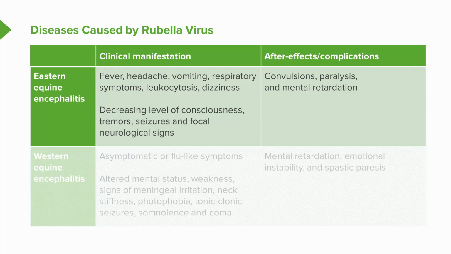As the patients go further into the immunologic response to the virus, they'll develop decreasing levels of consciousness accompanied by seizures and focal neurologic signs. Patients who survive this, and most do, are left with chronic convulsions, chronic epilepsy, as well as sometimes focal paralysis and significant challenges with cognition, bordering on mental retardation.